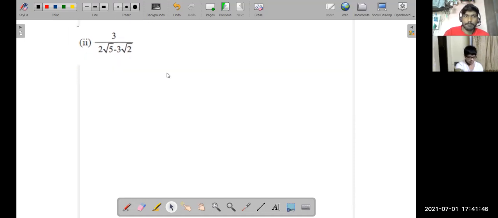Okay, sir. Yeah. Okay. Only just be careful here. Along with the third, you have a number also in front of it. So when you're doing the multiplication and when you're taking the conjugate, be careful in that. Okay.